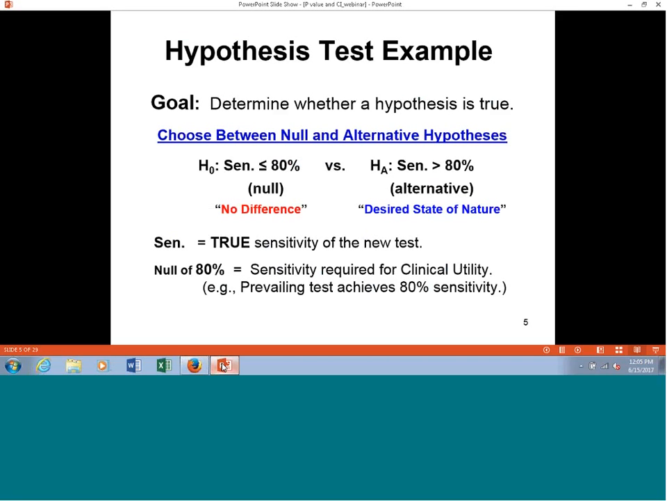Next, I'll use an example of hypothesis testing to illustrate what p-value is. Suppose we study the performance of a new imaging test. We want to determine whether a hypothesis about the sensitivity of the test is true. We choose between two hypotheses. The null hypothesis is that sensitivity of the test is less or equal to 80%. It represents no difference from the current standard test, or is an effect size that we're not interested in. The alternative hypothesis is that the test has greater than 80% sensitivity. The alternative is the effect of interest, and it is what we hope to be able to conclude.